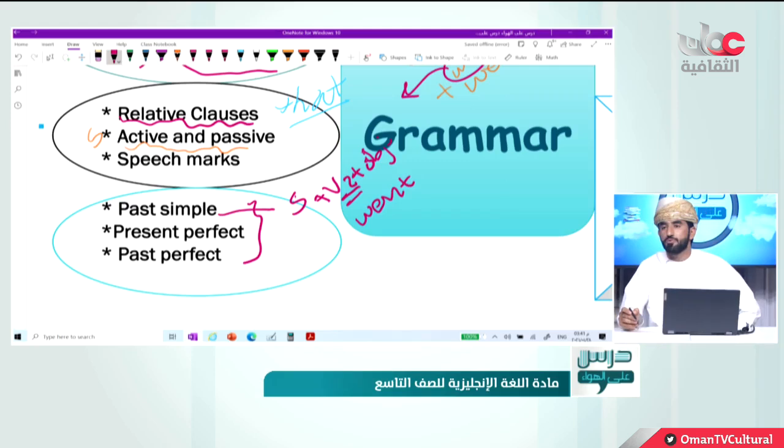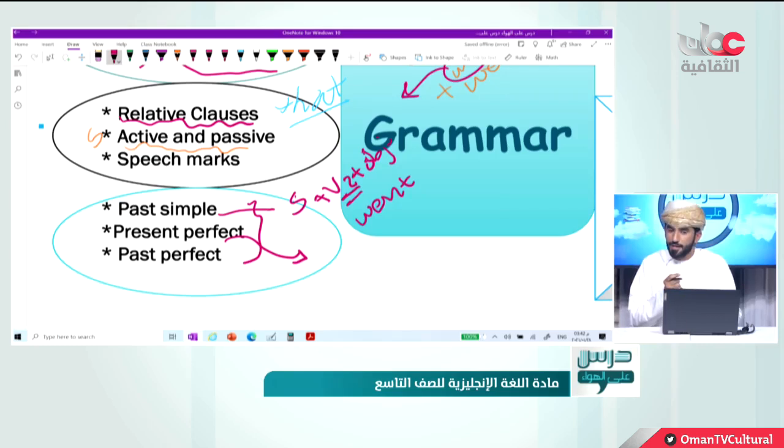It's the past symbol of go. Am I right? Good, thank you. What about present perfect? Who can tell me something about present perfect behind the screen? Yes, group B. Thank you so much. An action happened in the past, correct.